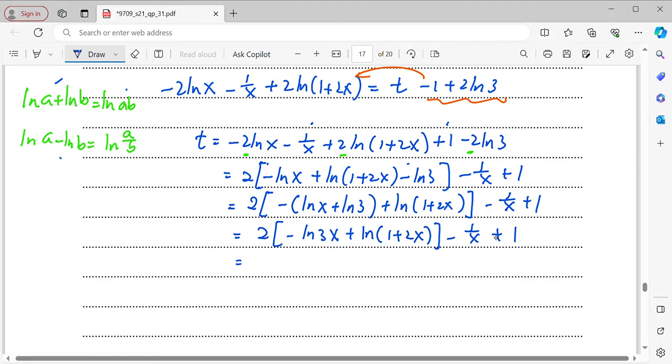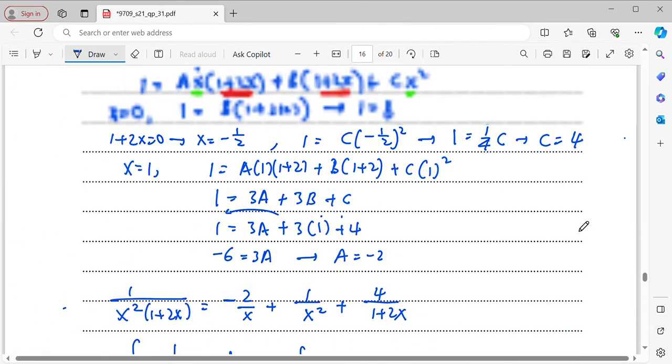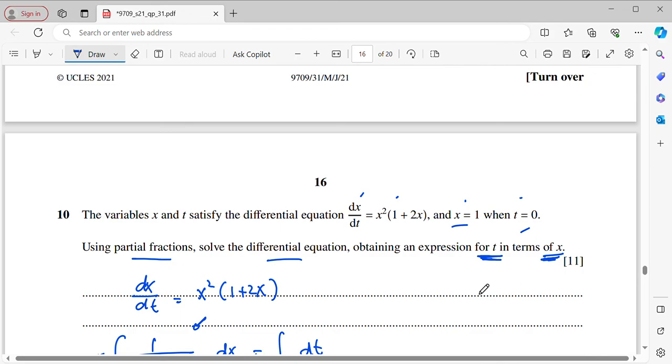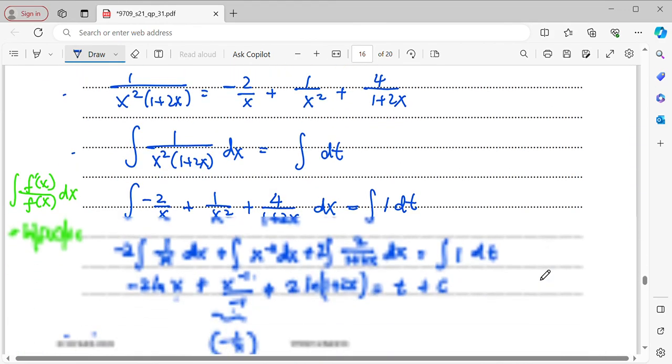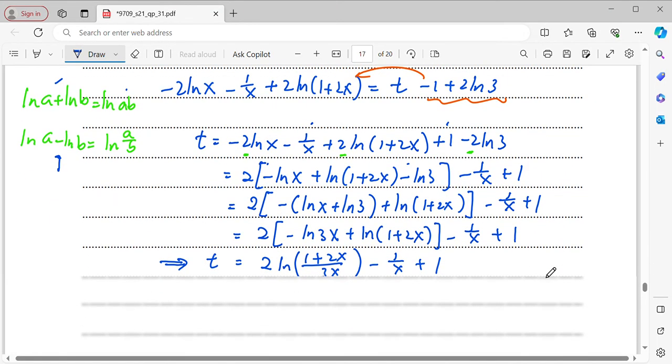So now use the minus of 2 ln. It means that it will be 2 ln 1 plus 2x over 3x, then minus 1 over x plus 1. So this is our t. Express t in terms of x. So this is the full solution.